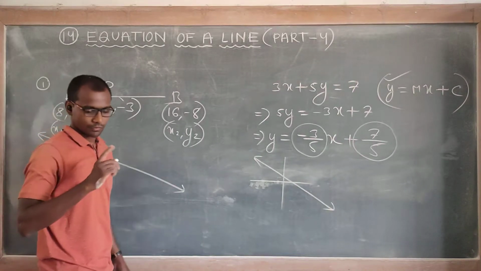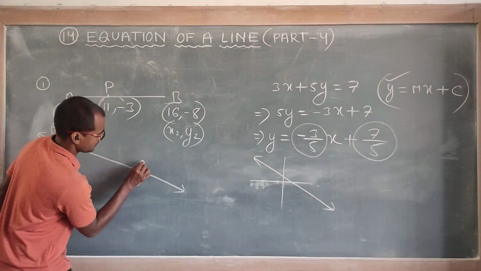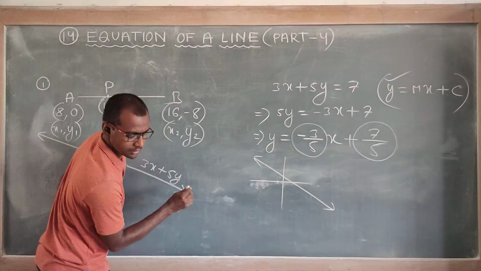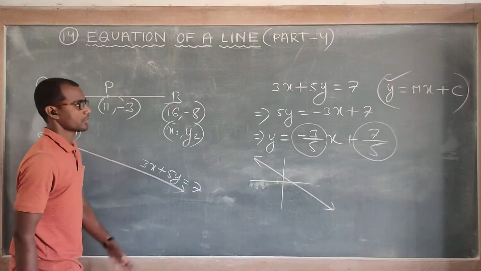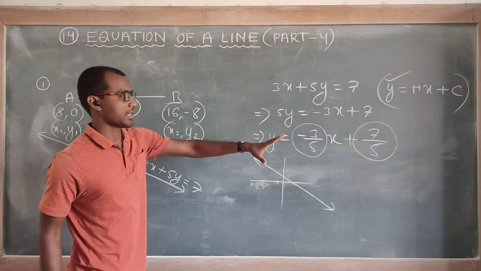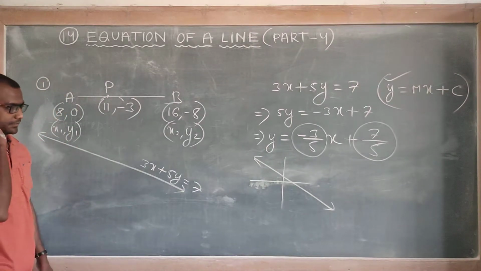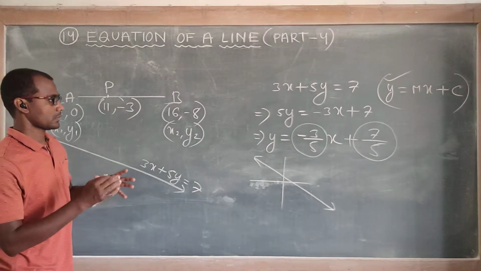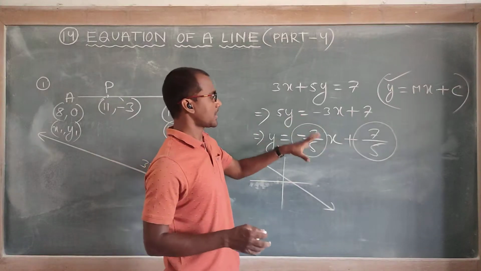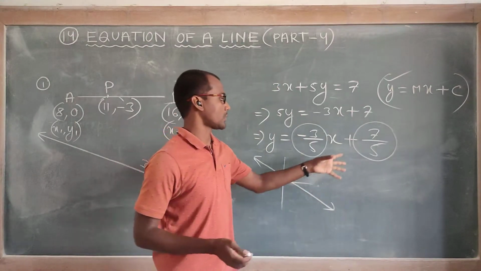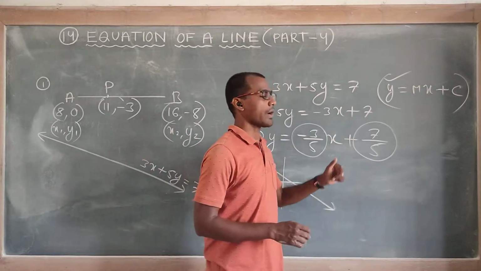This is the line whose equation was given to you. 3x plus 5y is equal to 7. I have already found means the slope and y-intercept of this line. Okay, suppose this is the line. So I did this to get the slope, to know whether the line is moving up or moving down, and also to know the y-coordinate, means y-intercept.